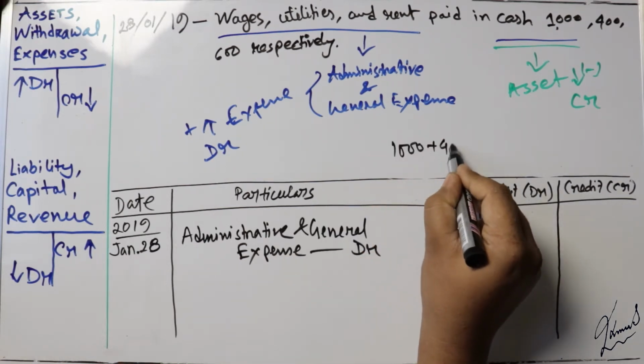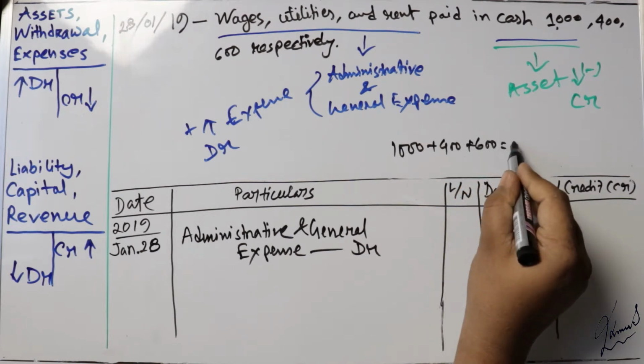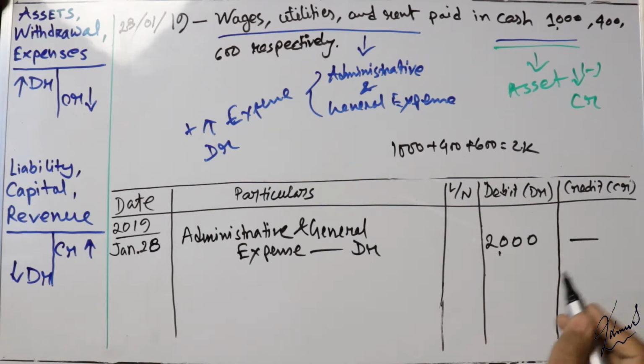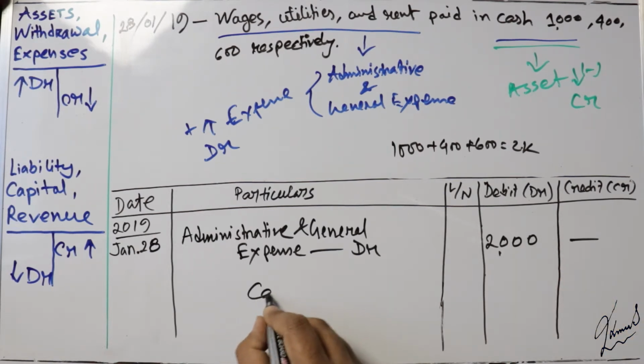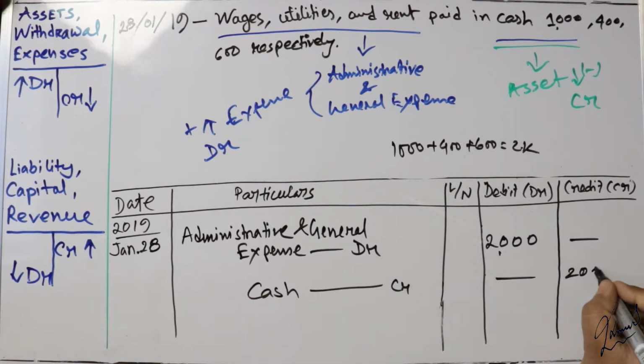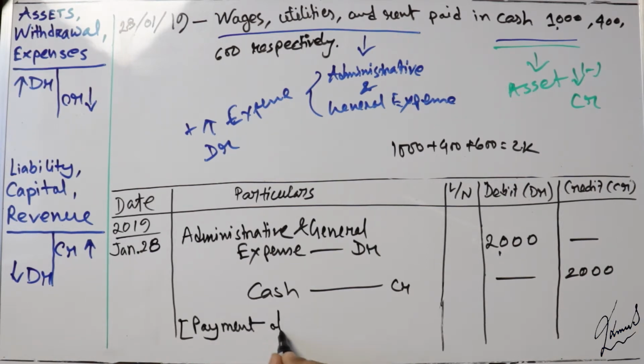And the amount is 1,000 plus 400 plus 600, that is 2,000. So debit 2,000, and also cash credit, that is also 2,000. That is the journal entry. Now write a short note, payment of wages, utilities and rent for cash. So that was the transaction.